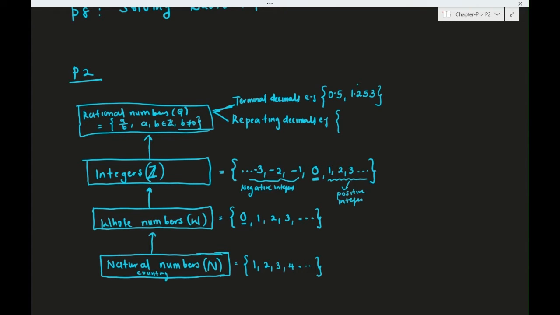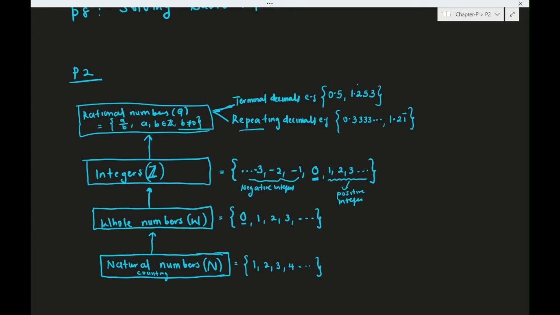For example, repeating decimals. If you have, let's say, 0.333333, you see this is continuing. There's a pattern for it, so it continues. Another example is something like we can write as 1.21 bar.